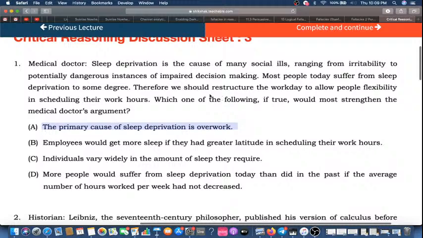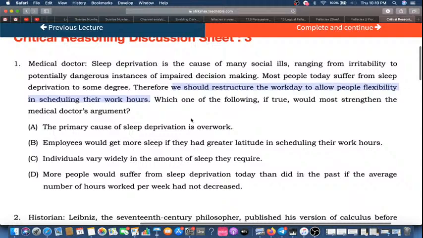How did you come to that? Where is overwork mentioned? If you look at that last sentence, it only says we should restructure the workday to allow people flexibility in scheduling their work hours. It is not saying to reduce the work hours, it is talking about flexibility in scheduling the work hours. So only the change is happening in schedule, not in the amount of work. So how did you conclude that the cause of sleep deprivation is overwork? Right?